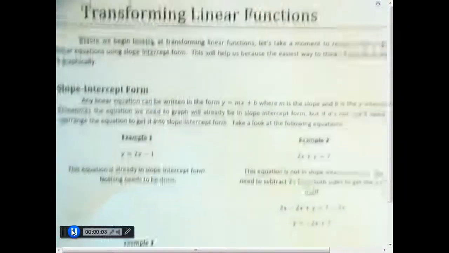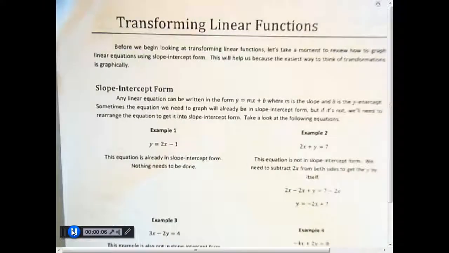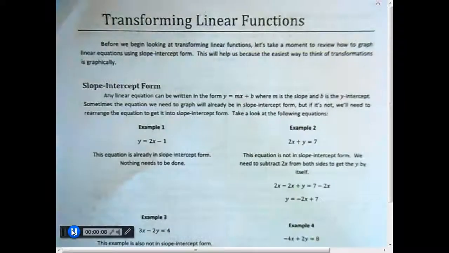Right, if you didn't get a packet yet, make sure you have one. How many people leave us? Oh, only one person. Imagine that.